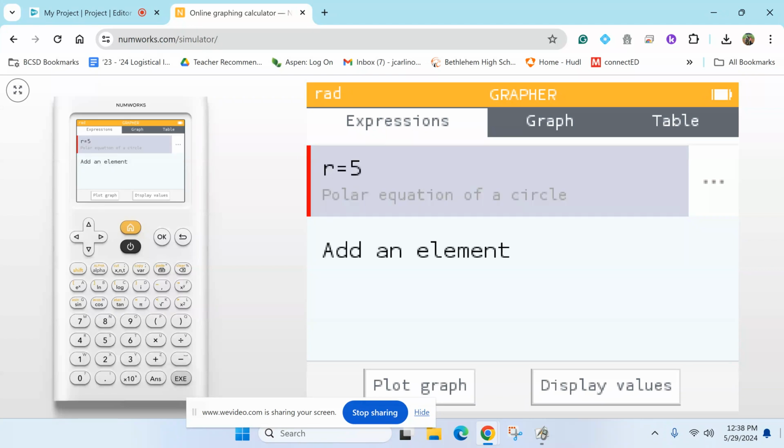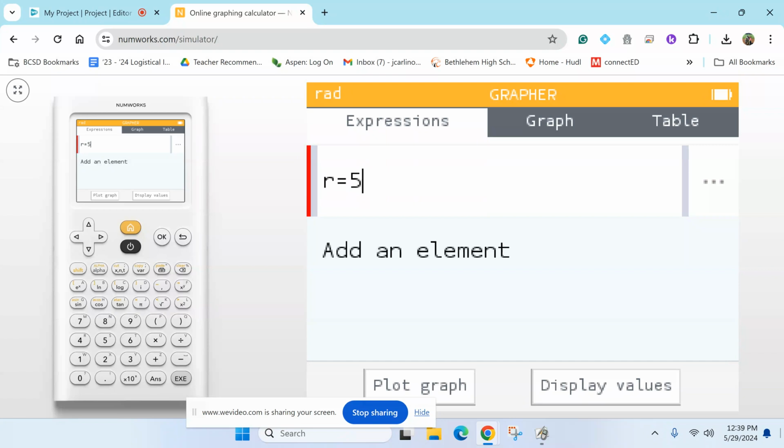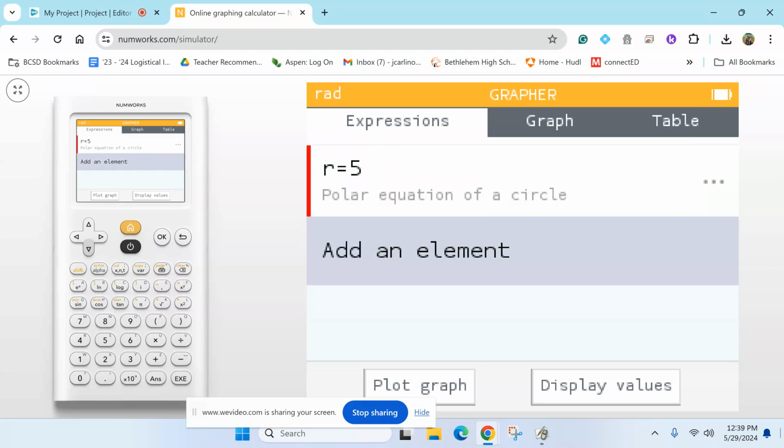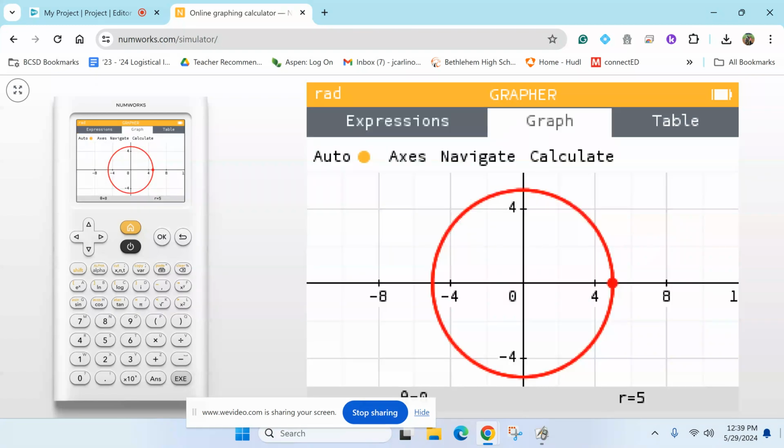And now we want this thing plotted and graphed. And you guys will see, hopefully, yep, there we go. We got a circle. If anybody's off because maybe you're on a different set of axes, just go up to auto and hit auto. Make sure you hit enter on auto.